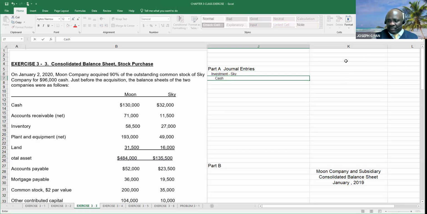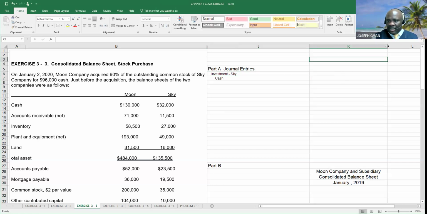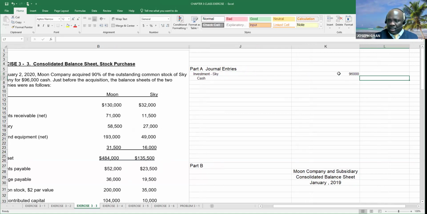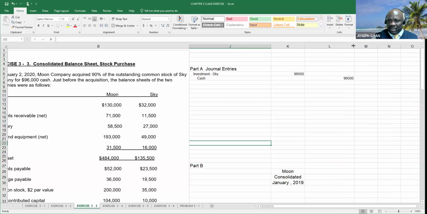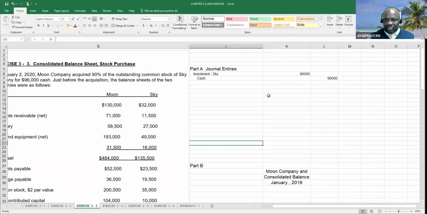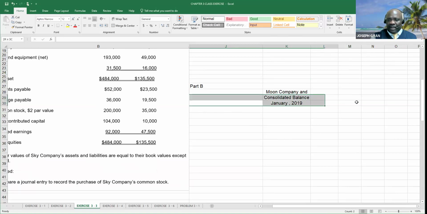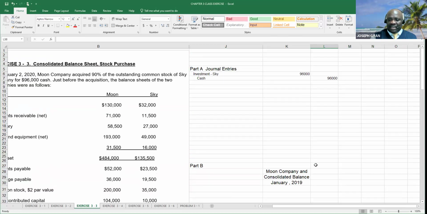We are paying 96,000 here. That's how much we are paying in cash. So we have recorded our investment. The second journal entry is that we have to eliminate this investment before we prepare the balance sheet. Before we prepare the balance sheet here, we have to eliminate this intercompany amount here.